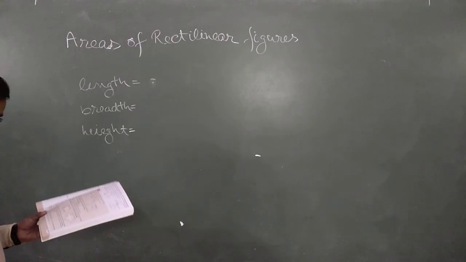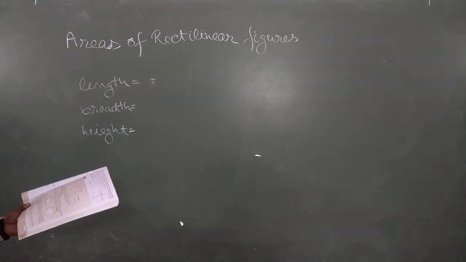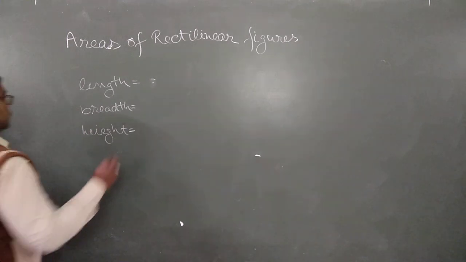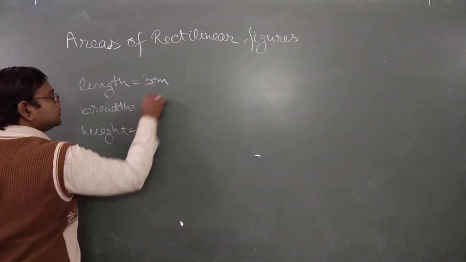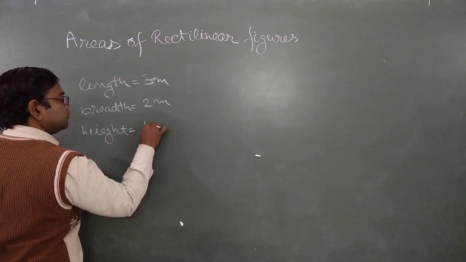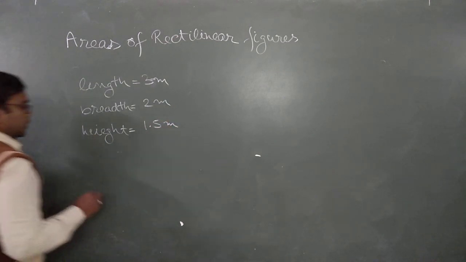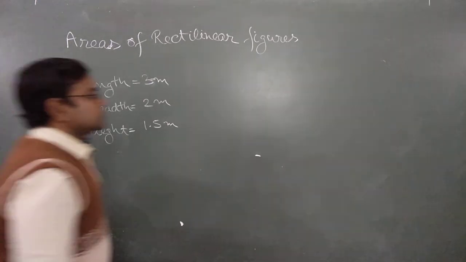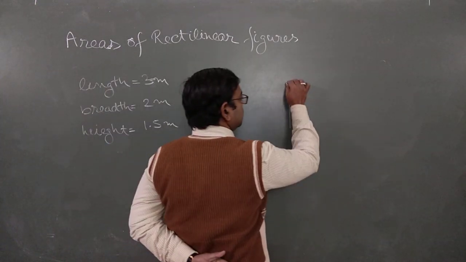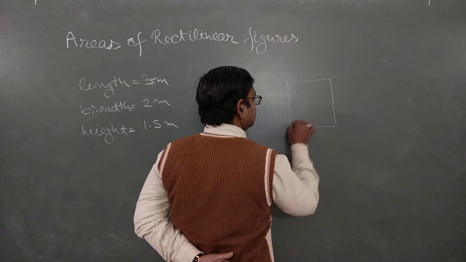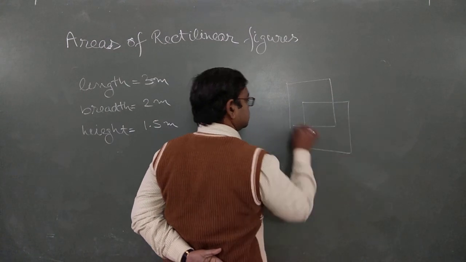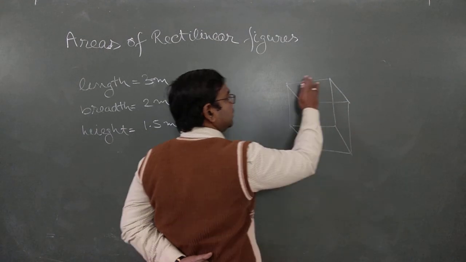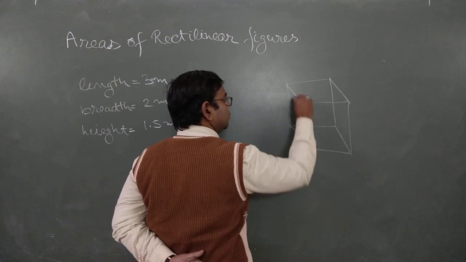And convert them into meters: 3, 2, and 1.5 meters. Now, if we discuss, your tank looks like this one. And apart from this open part, we have to paint all the parts.